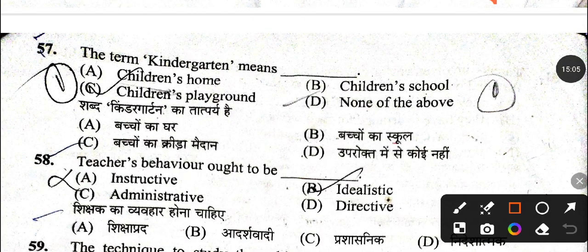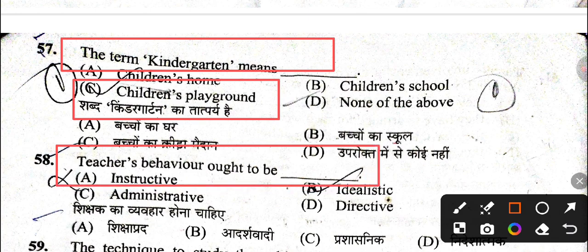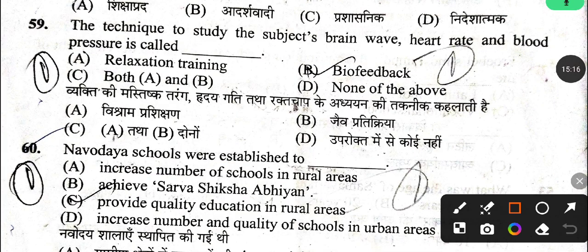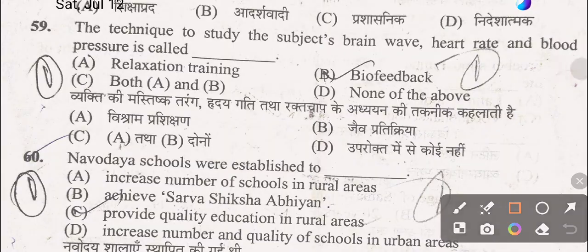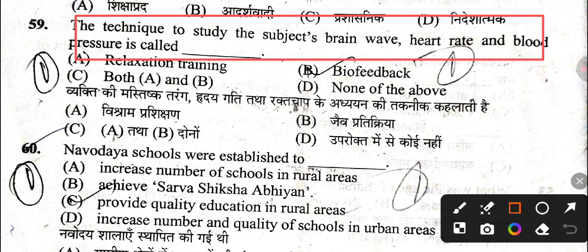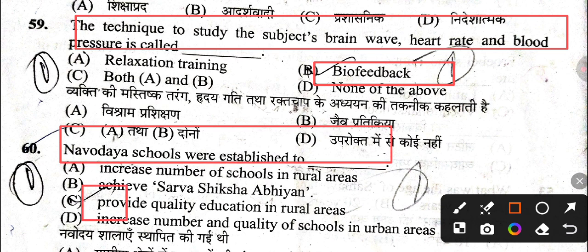The term kindergarten means children's playground. Teacher's behavior ought to be, so it must be idealistic. Option number B is the right answer. The technique used to study the brain wave, heart rate, and blood pressure is called biofeedback. Navodaya schools were established to provide quality education in rural areas.